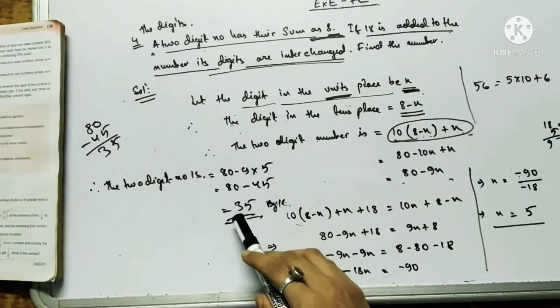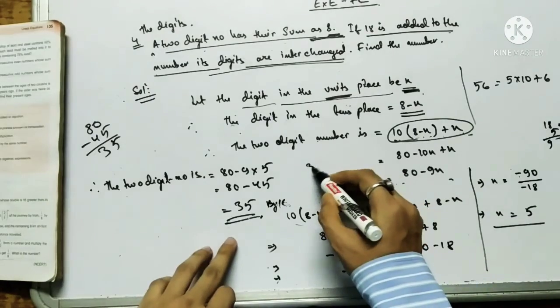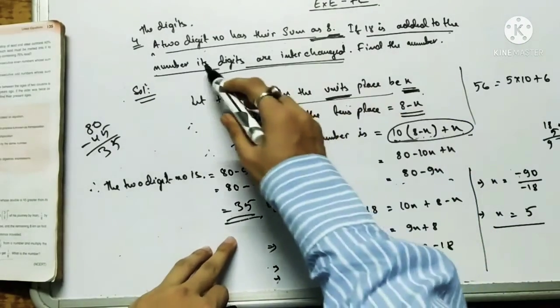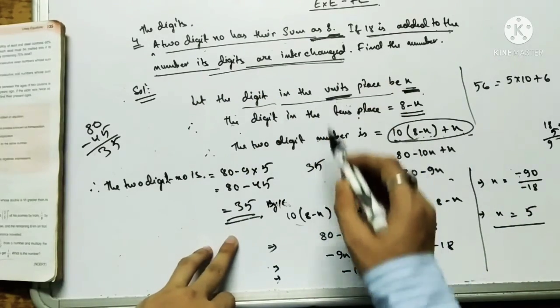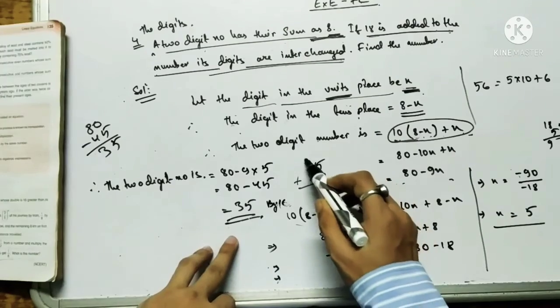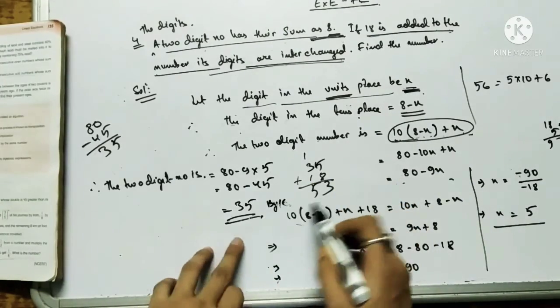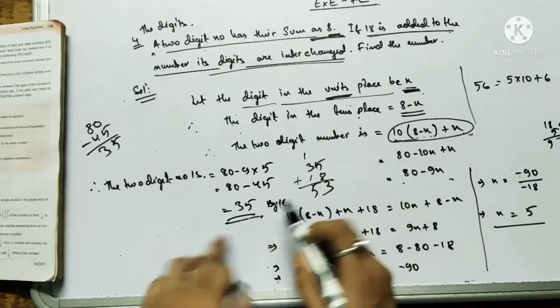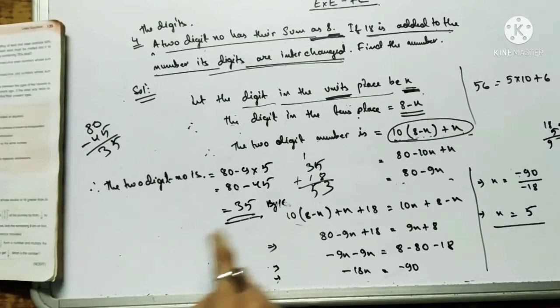Understand? So you see the two-digit number is 35, and if you add 18 to 35, its digits are interchanged. The two-digit number is 35. If you add 18 to it, it will become 53. You see the digits are interchanged. This is 35, this is 53. Understand? So therefore the answer will be 35. Okay. Next I will go to question number 5.